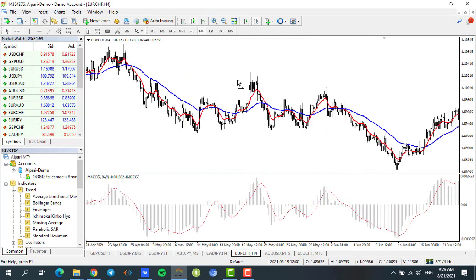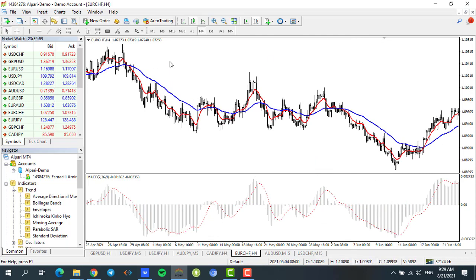The MACD doesn't have any difference from it. If you want, you should insert MACD instead of two moving averages. But in MACD we don't have this area, this resistance and support.